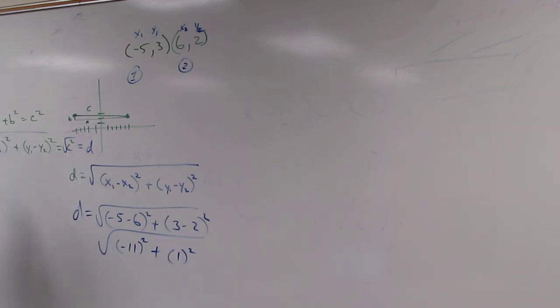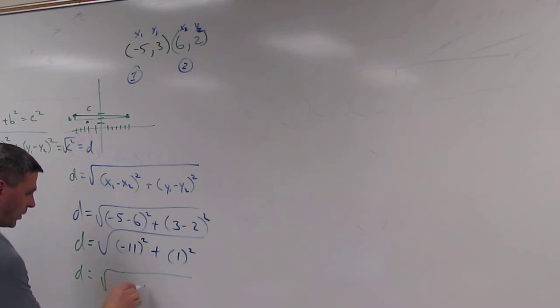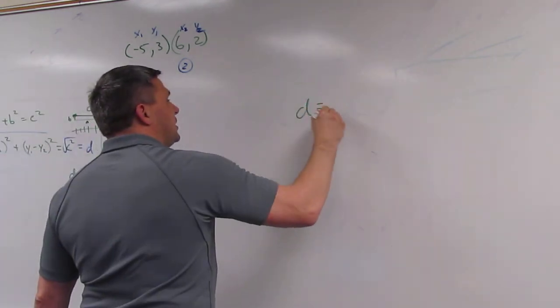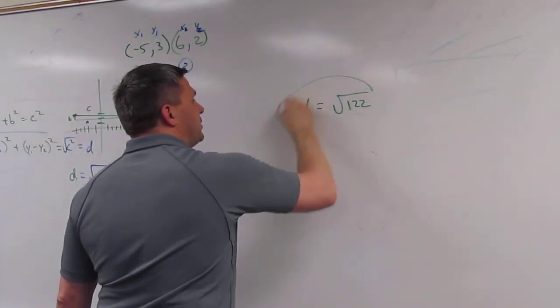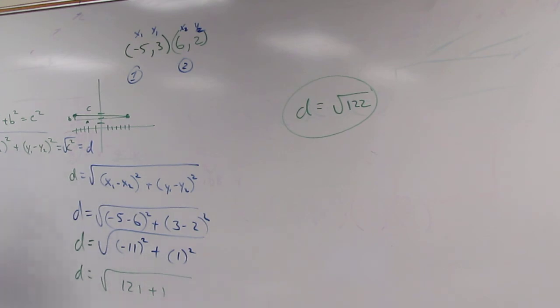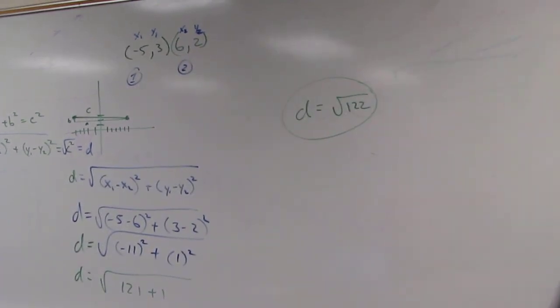So let's start using some different colors here. That means that d is going to be equal to the square root of 121 plus 1, which is d equals the square root of 122. And I'm done, because this is no longer low-level algebra. That's what we want. We want good, solid math right there.